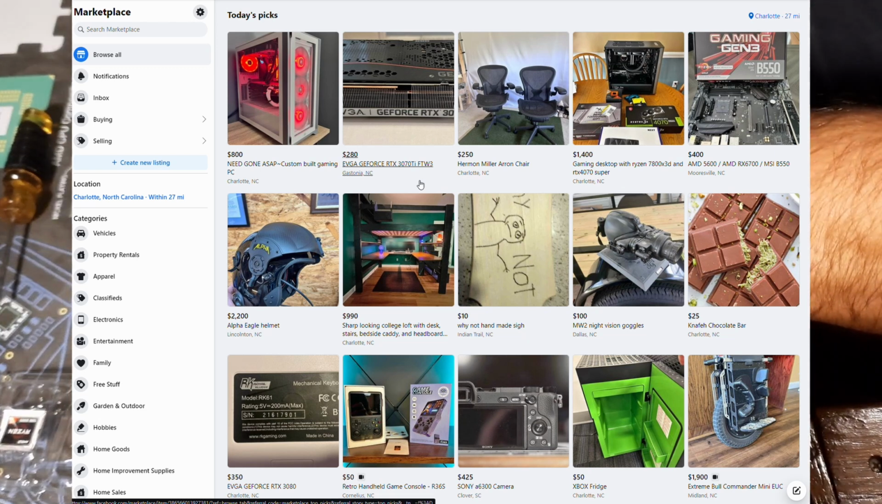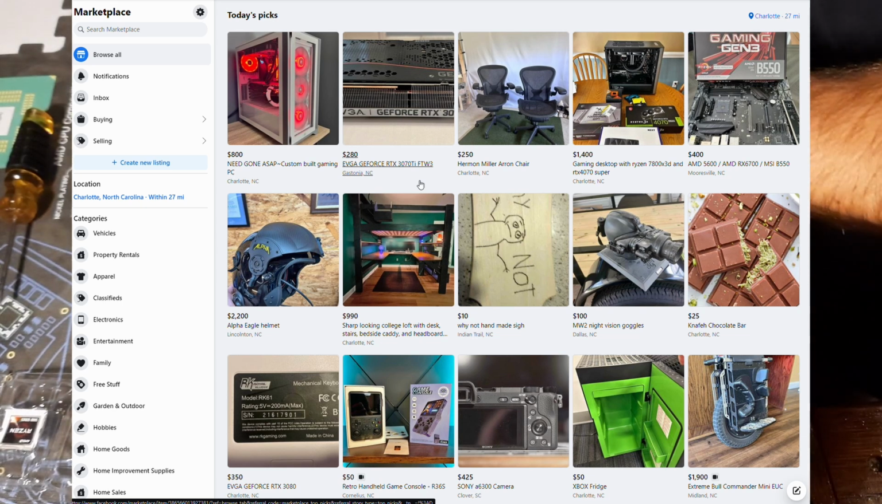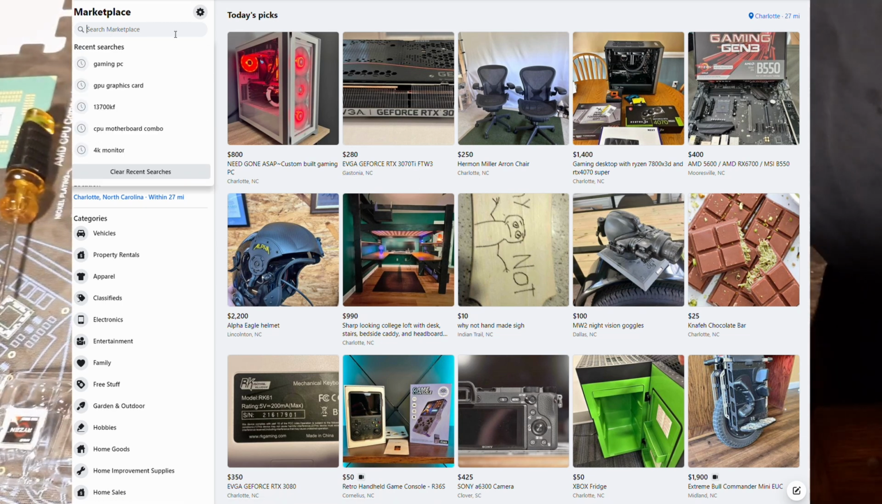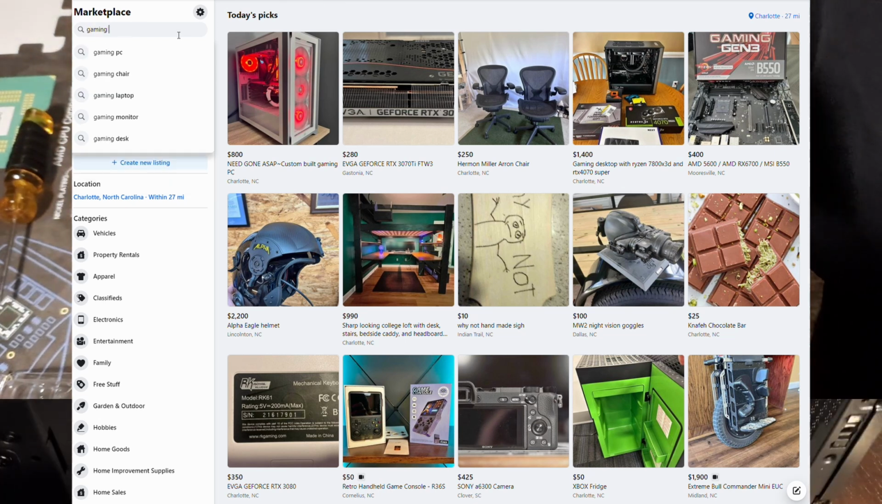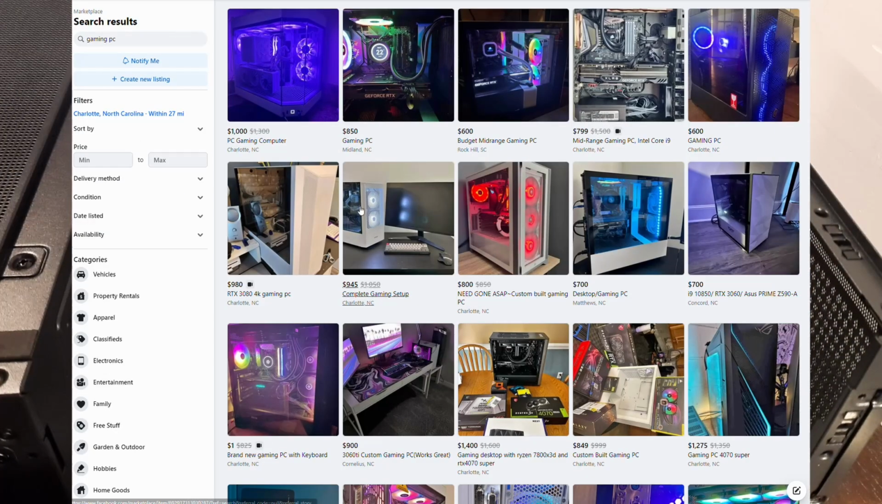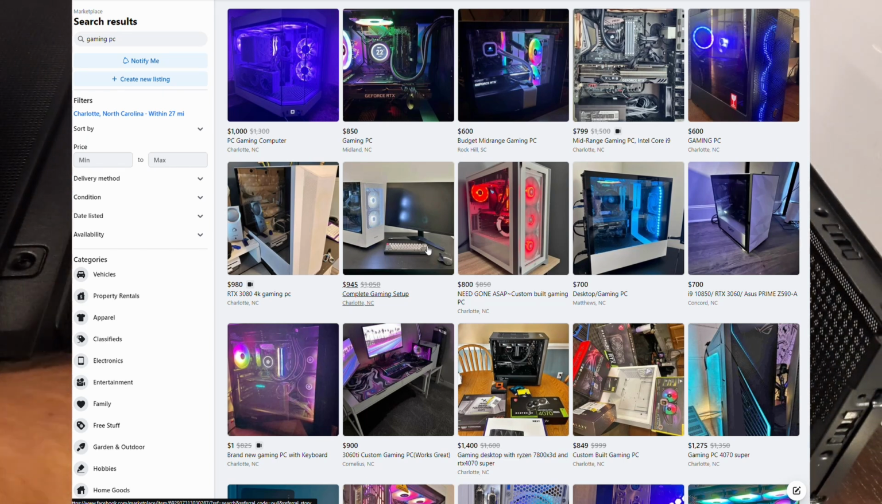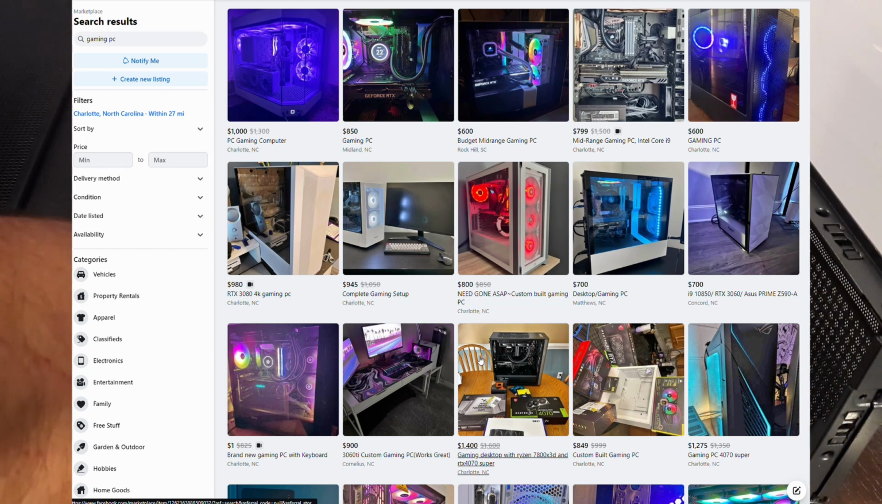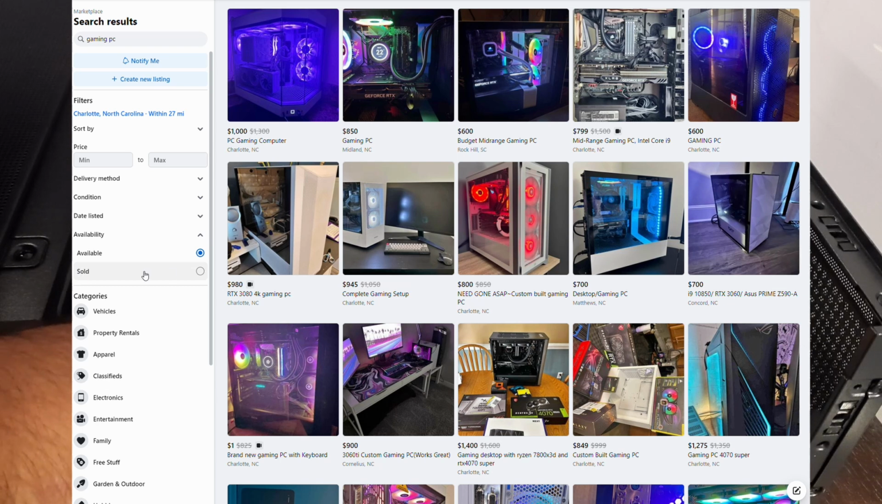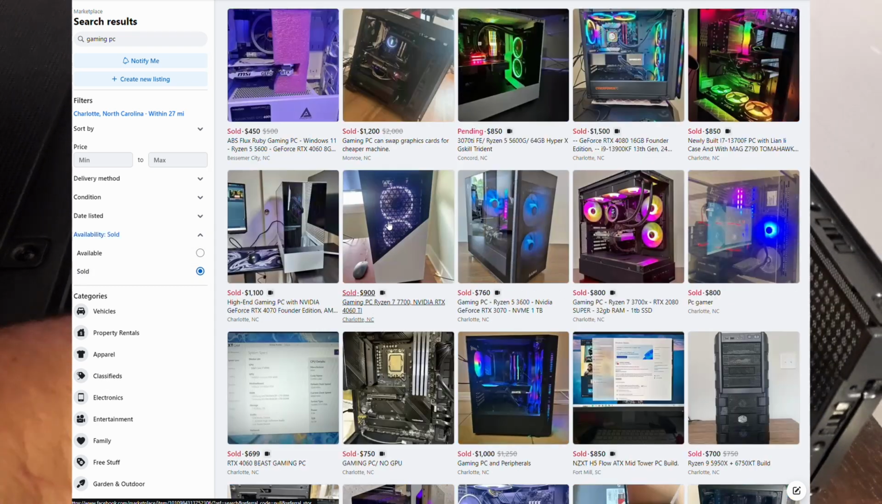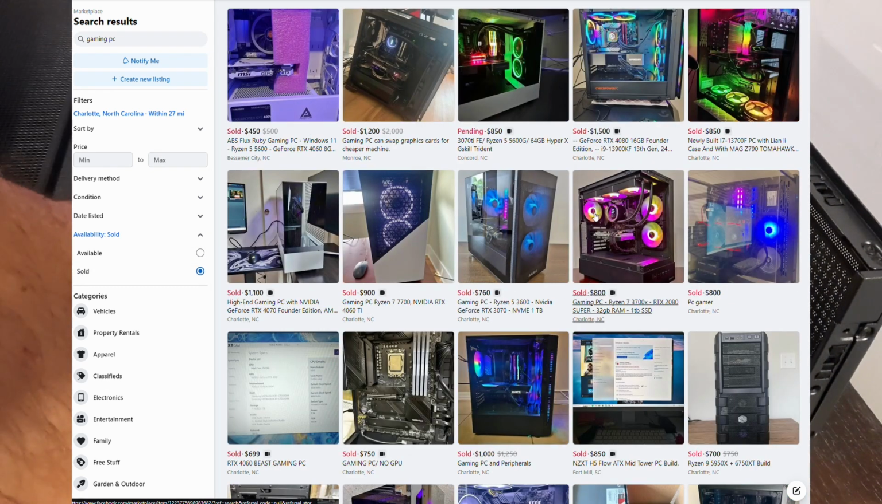But if I want to know what the local market is in my area for gaming PCs, I'm going to want to go to Facebook Marketplace. The way you do it is you search for gaming PC or something similar, and all these are going to pop up. But again, these are what's for sale. These are not representative of what is selling. So come down here to availability, go to sold, and now this will show you all the gaming PCs.